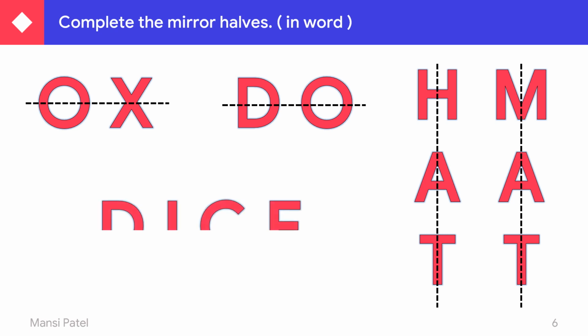Here again they were given some mirror holes to you. By using the mirror holes, you have to complete this figure. So first you have to draw standing line and then curve. So it becomes D-I-C-E, dice.